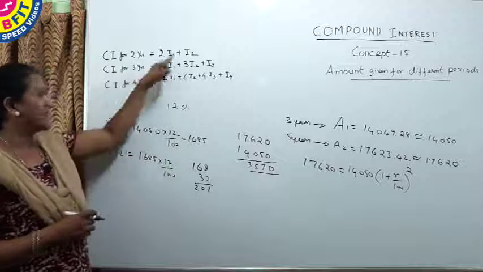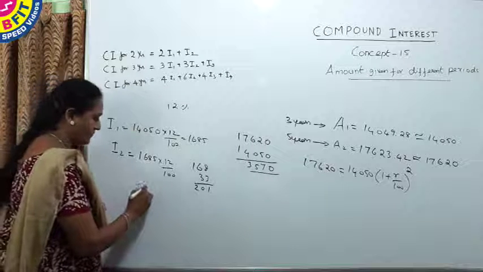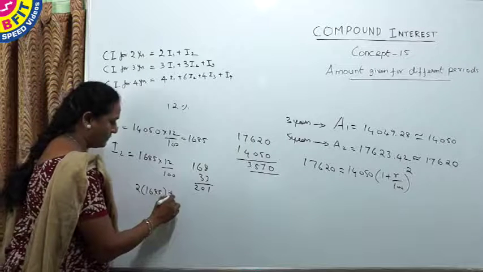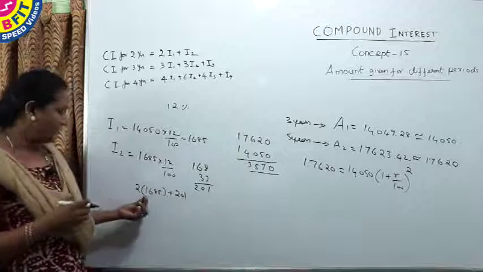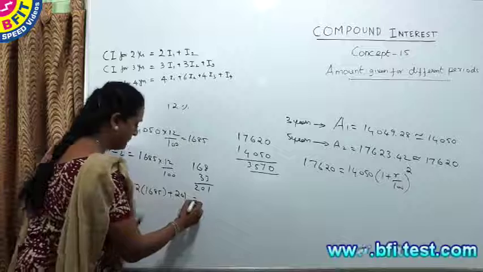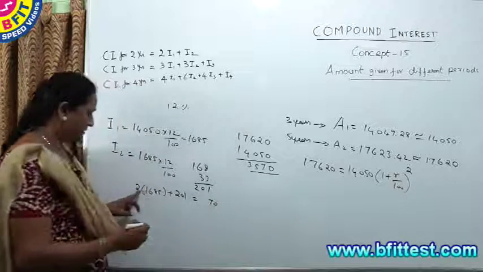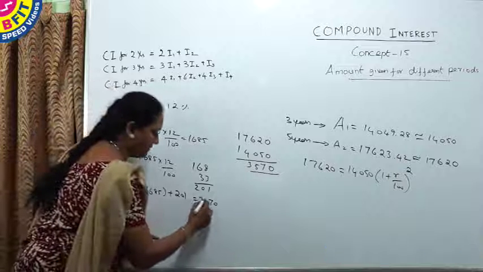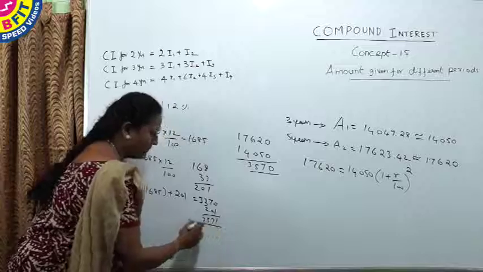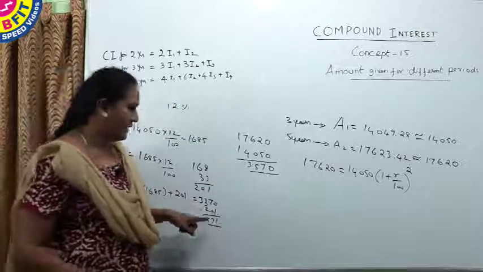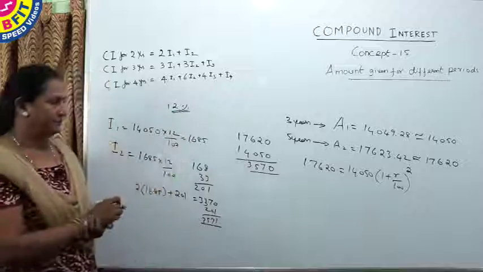So we'll check CI for 2 years, that is 2I1 plus I2. What is double of 1685? 85 into 2 is 170, so writing 70. 16 into 2 is 32 plus 1, 33. And add this 201. So we have got approximately the value 3570. So the rate percent is 12%.